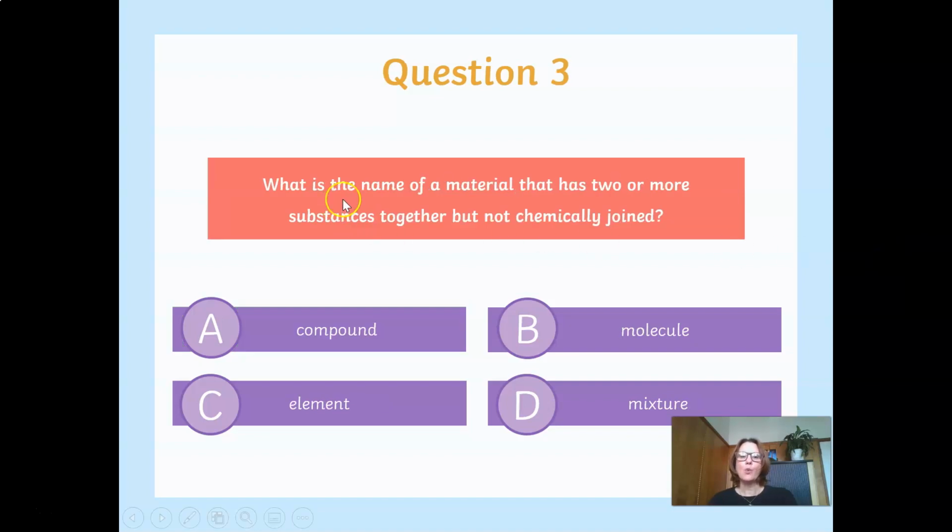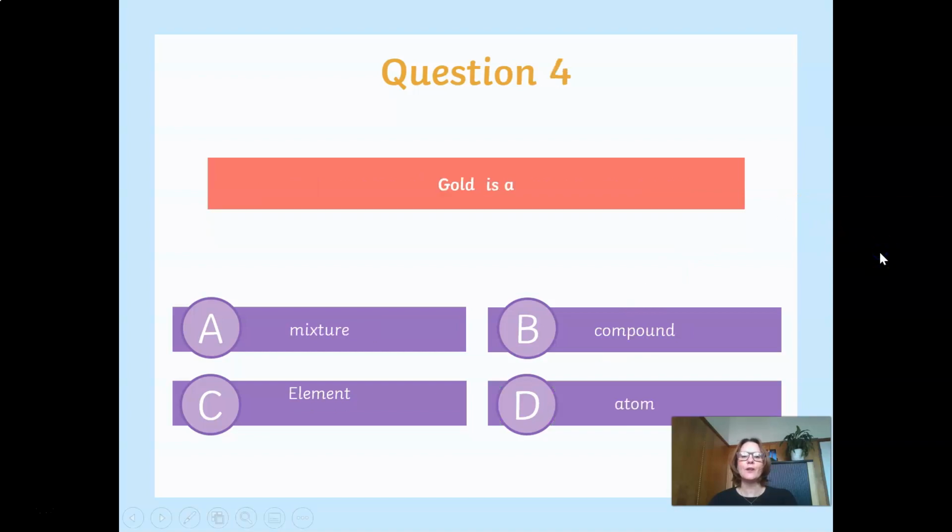Number 3. What is the name of a material that has two or more substances together, but they're not chemically joined? So, two or more substances together, but not chemically joined. Is it a compound? Is it an element? Is it a molecule? Or is it a mixture? It's a mixture. Gold: is it a mixture? Is it an element? Is it a compound? Is it an atom? It is an element.